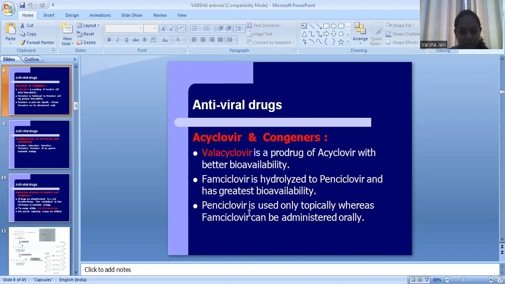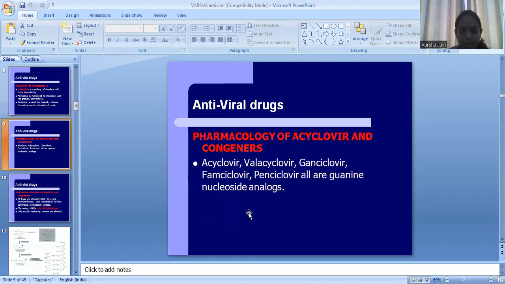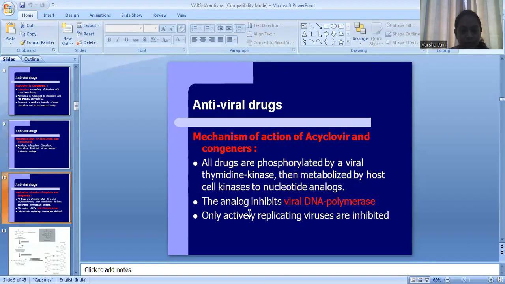Valacyclovir is a prodrug of acyclovir with better bioavailability. Famciclovir is hydrolyzed to penciclovir and has the greatest bioavailability. Penciclovir is used only topically, whereas famciclovir can be administered by the oral route. Pharmacology of acyclovir and congeners: acyclovir, valacyclovir, ganciclovir, famciclovir and penciclovir are all guanine nucleoside analogs.